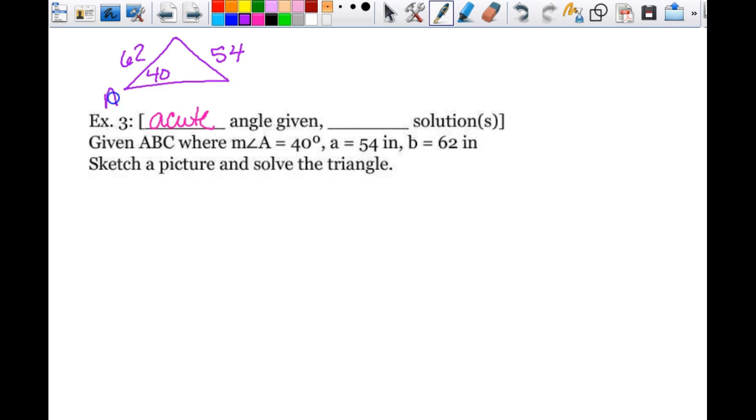So this is angle A, this is little a, this is little b, which means this is capital B, capital C. Ooh, goodness. Sorry, I'm wearing my ID on a lanyard again.